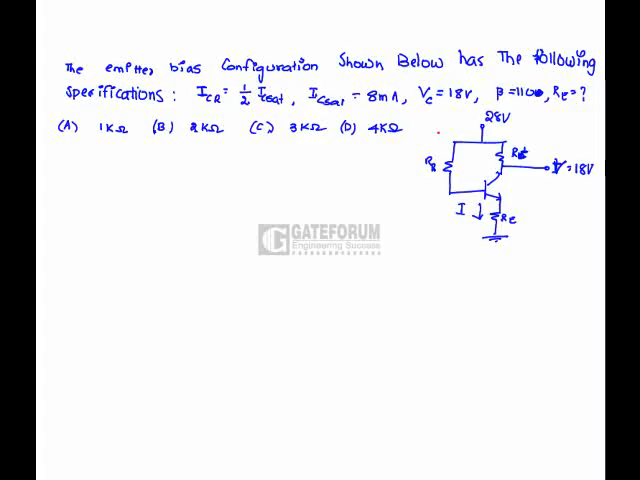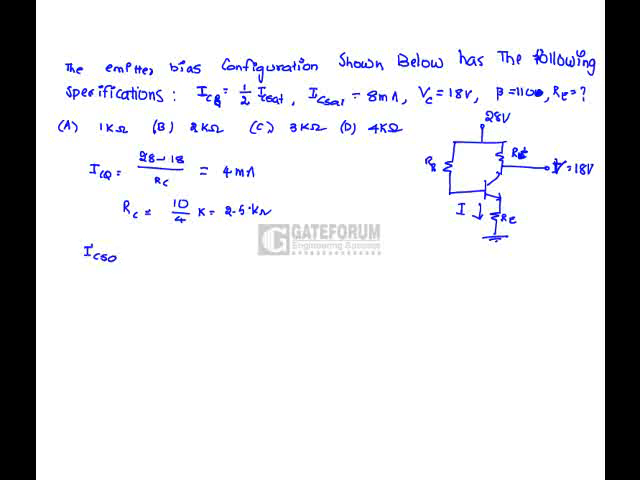BIOS configuration shown below has the following specifications. That is, ICQ is equals to half IC-SAT. IC-SAT is nothing but 8 milliamps. VC is equals to 18 volts. Beta equals to 110. We have to find the value of emitter resistor RE. Here ICQ is nothing but 28 minus 18 divided by RC. We know ICQ is nothing but half of IC-SAT, that is 4 milliamps. So RC we will get it as 10 by 4 kilo ohms, that is 2.5 kilo ohms.